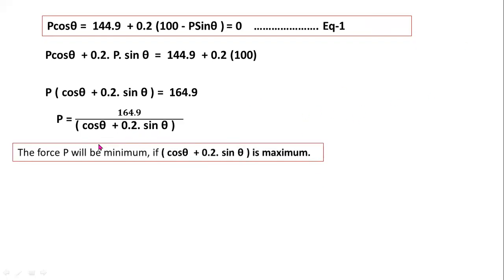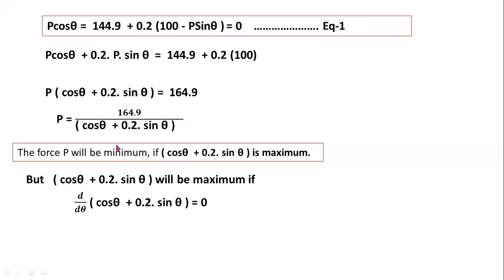So the force P will be minimum if cos theta plus 0.2 sin theta is maximum. So you have to differentiate cos theta plus 0.2 sin theta and equate it to 0. Now solve this equation. d by d theta of cos theta equal to minus sin theta, d by d theta of sin theta equal to cos theta. So 0.2 cos theta equal to sin theta.